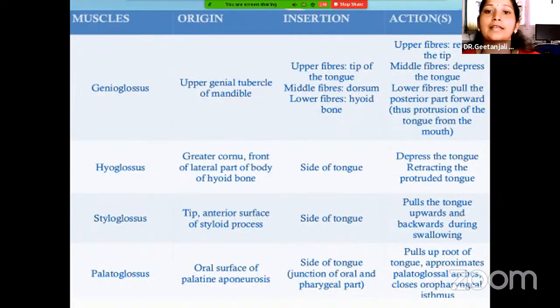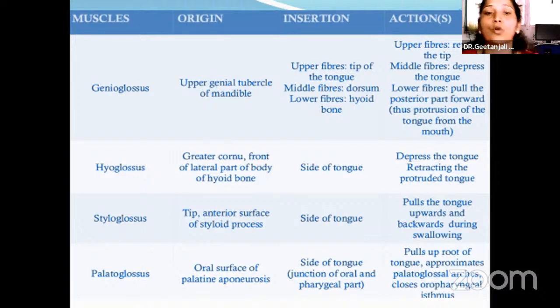muscles, origin, insertion, and action. There are four muscles: genioglossus, hyoglossus, styloglossus, and palatoglossus. Genioglossus originates from the upper genial tubercle of the mandible, and its upper fibers are inserted into the tip of the tongue, its middle fibers into the dorsum of the tongue, and its lower fibers into the hyoid bone. As for the action, the upper fibers of the genioglossus retract the tip, the middle fibers depress the tongue, while the lower fibers pull the posterior part of the tongue forward.